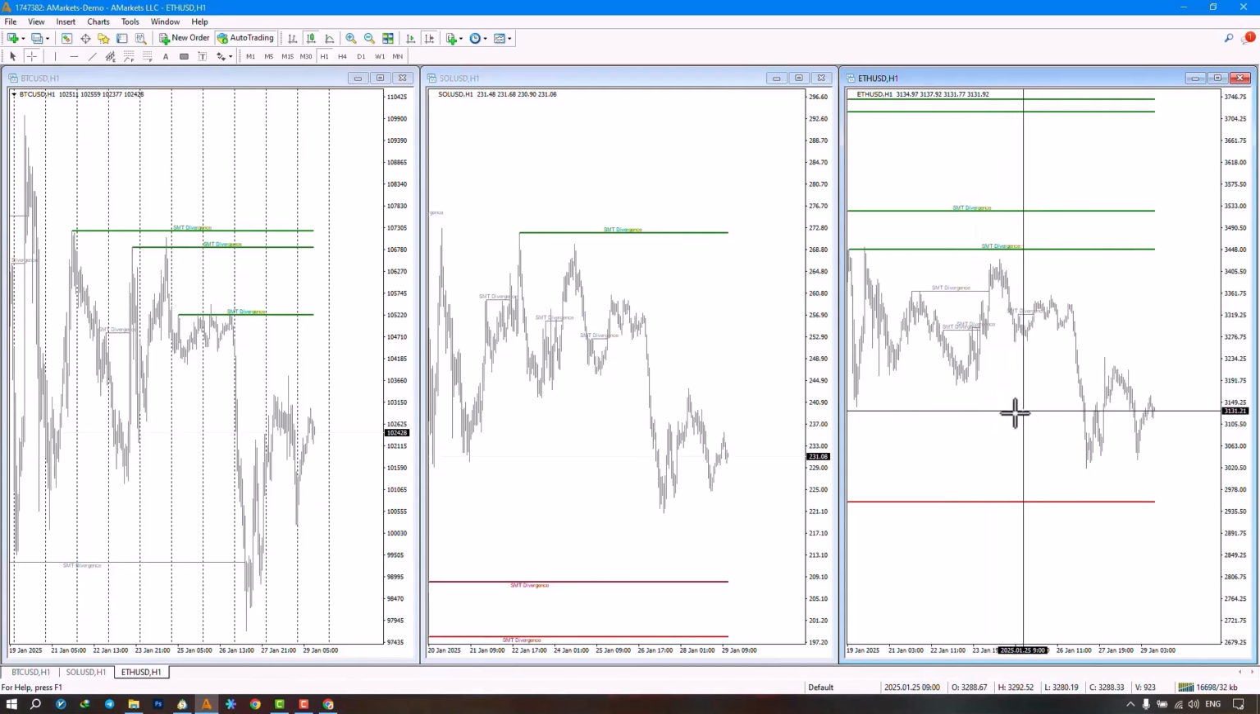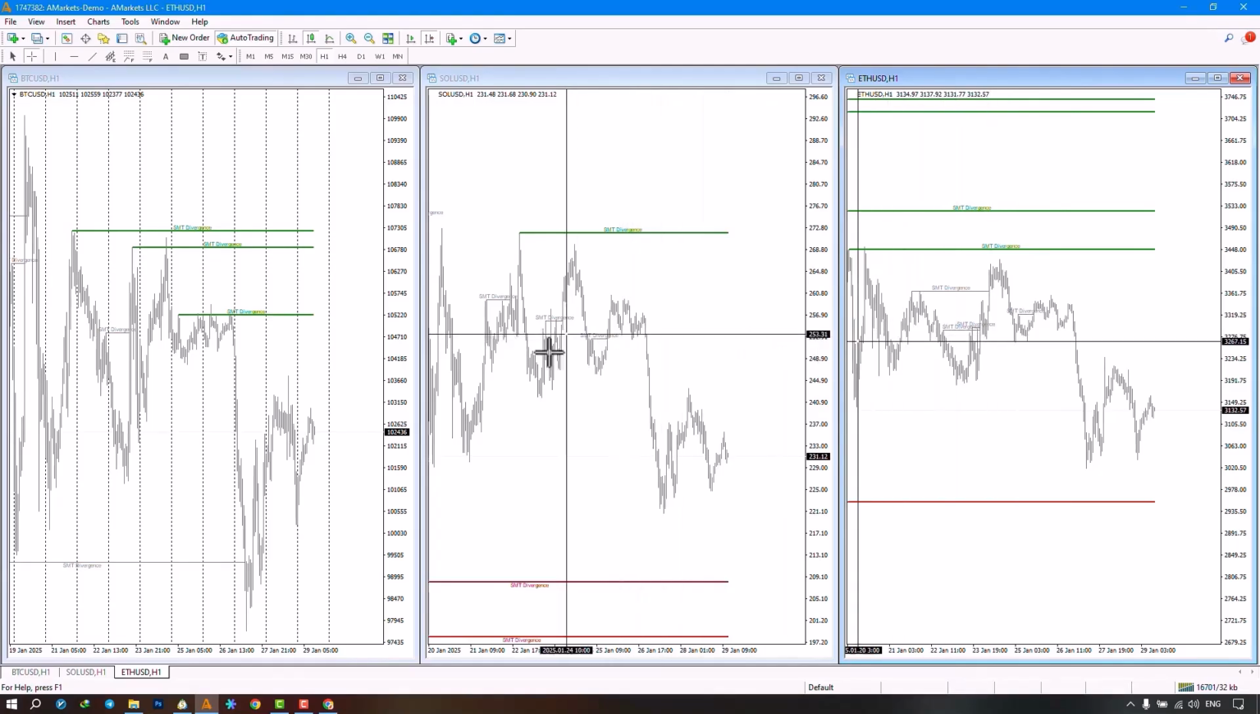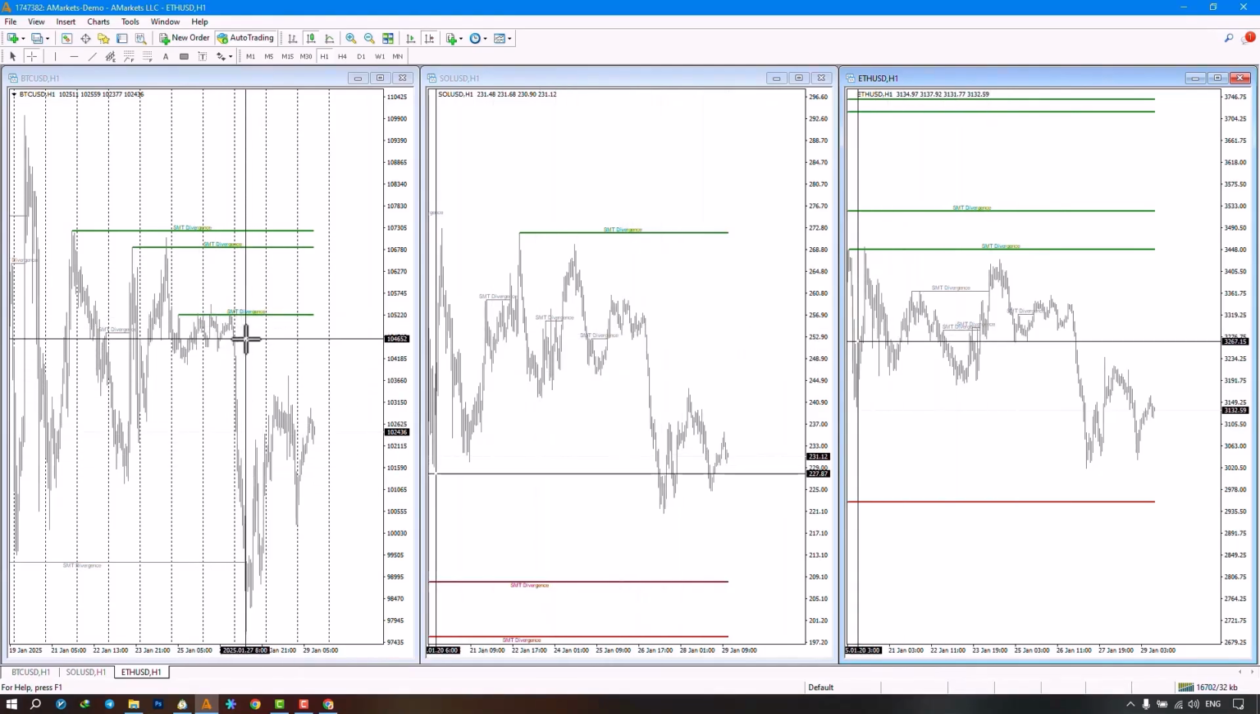In this section we also have the date 25, where in both the Ethereum and Solana charts we see that the price has moved upwards and consumed the liquidity level. However, in Bitcoin we see that it hasn't managed to consume the liquidity level or break it.